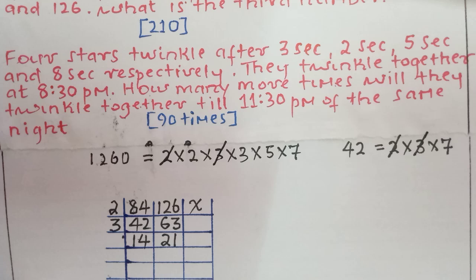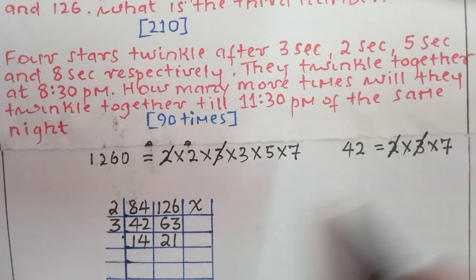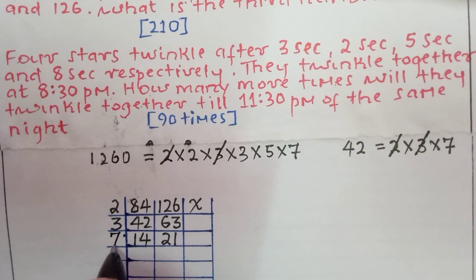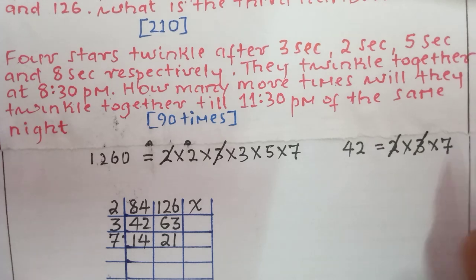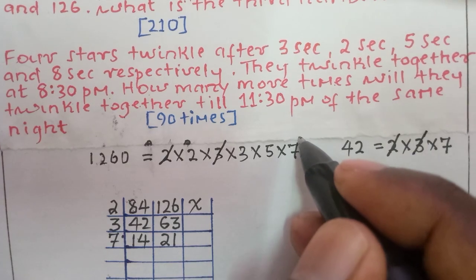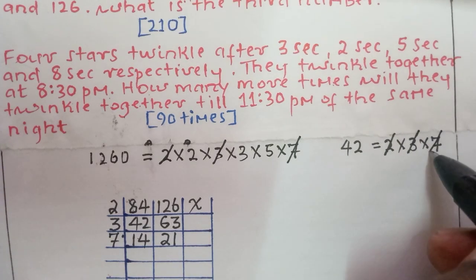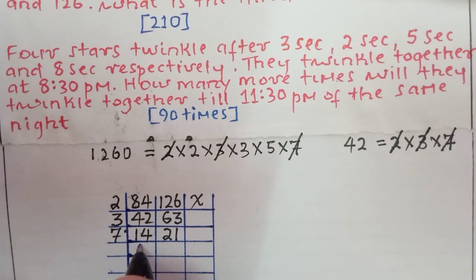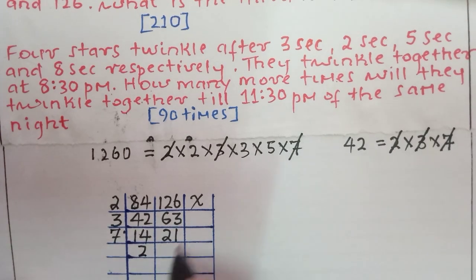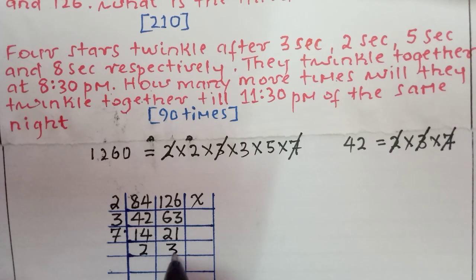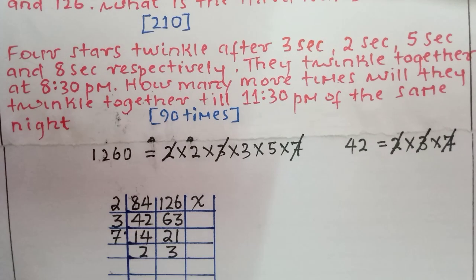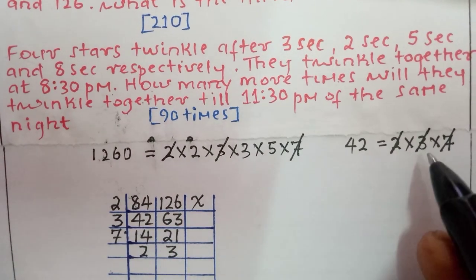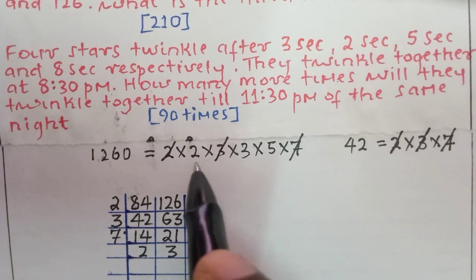Guys, we continue. We now divide by 7. If we divide by 7, maybe I can cancel it first. Here we shall get 14 divided by 7 is 2, and 21 divided by 7 is 3. So guys, we are now done with the GCD. We now come to the LCM.